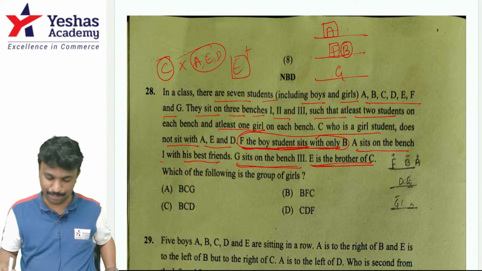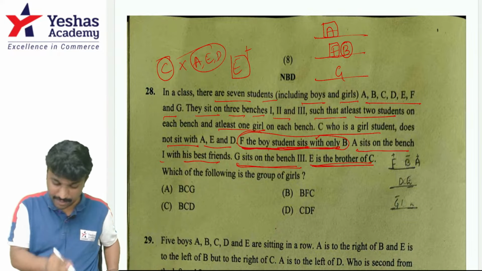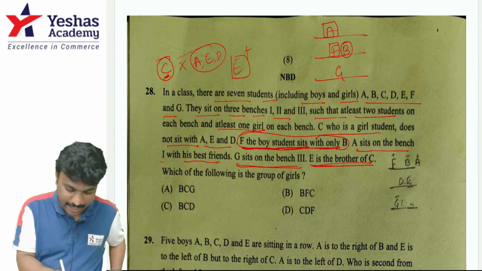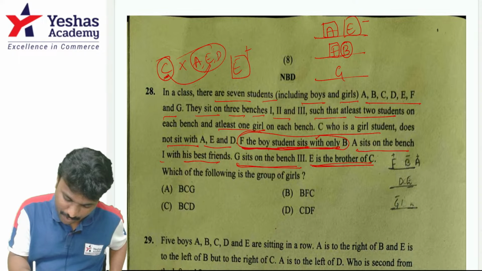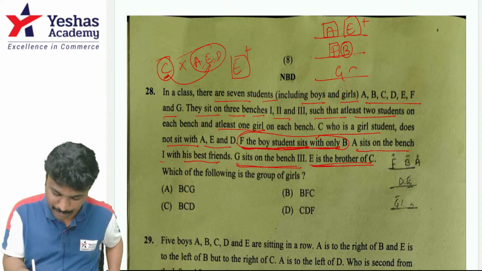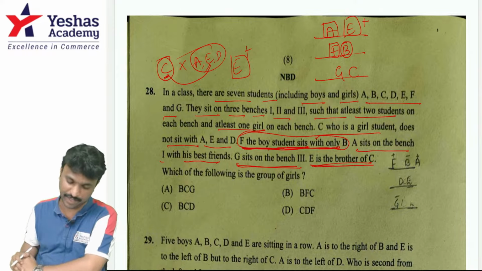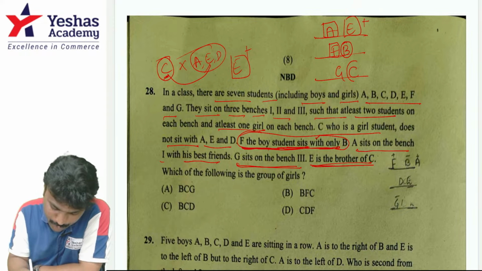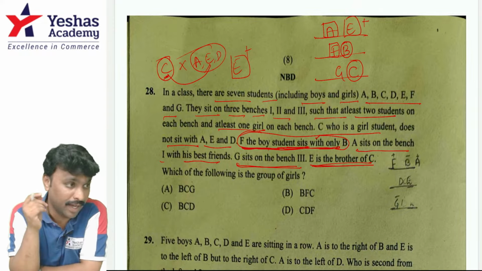Male member and brother of C. Now, they've clearly said that E cannot sit with C. That means E has to be placed above. Correct? C has to be placed along with G. Correct? C is a girl student.